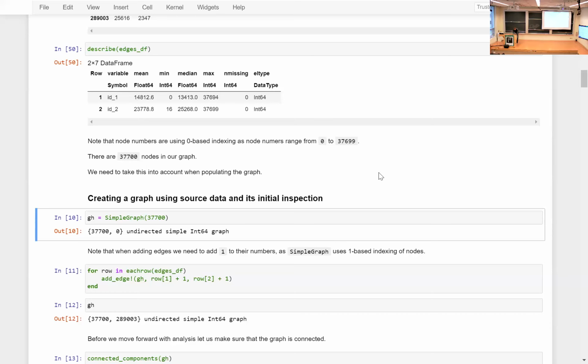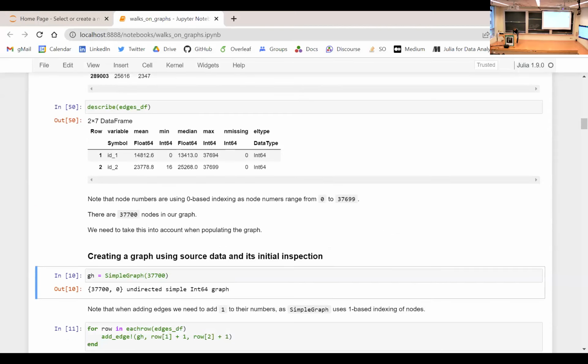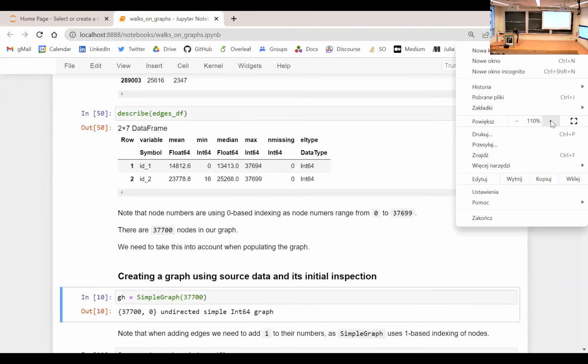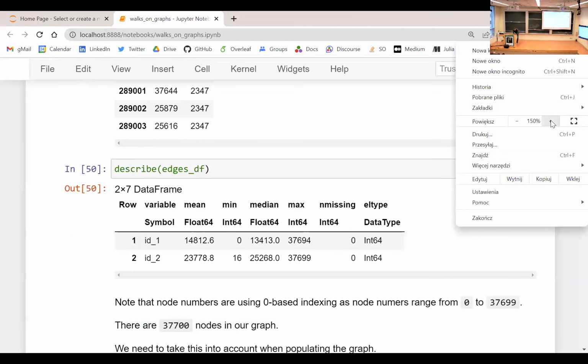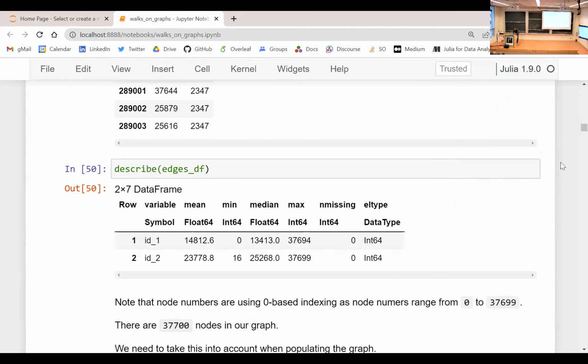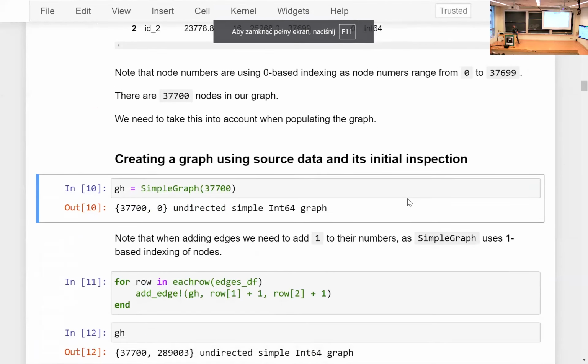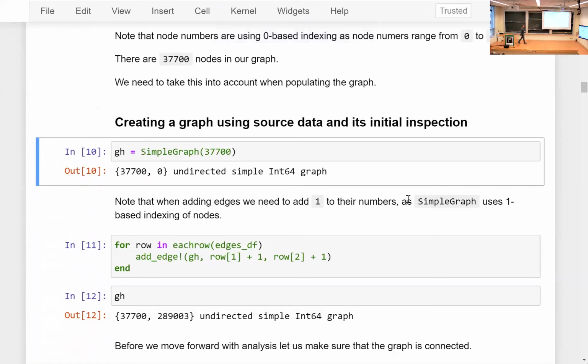I tried, but if I zoom in, okay, it's better now because it didn't want to widen. Okay. So first we repeat the thing that Przemysław showed you yesterday.